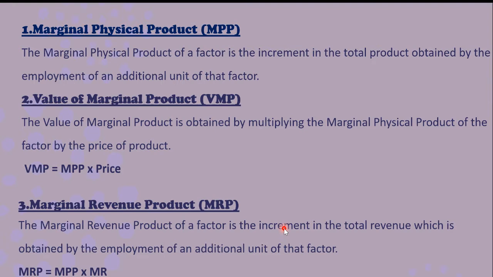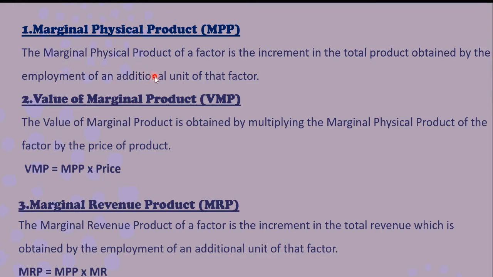Next, let us see what is meant by marginal physical product, MPP. இந்த 3 இது நீங்க நல்லா படிச்சுக்கணும். ஏன்னா 2 மார்க்ஸ்ல கூட கேட்கலாம். What do you mean by MPP or what is meant by VMP? Write a note on MRP. So separately also they will ask, or they can ask even as a 3-mark question. So first one, marginal physical product.